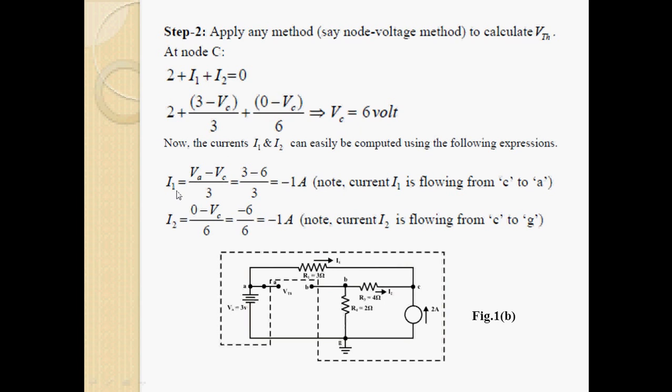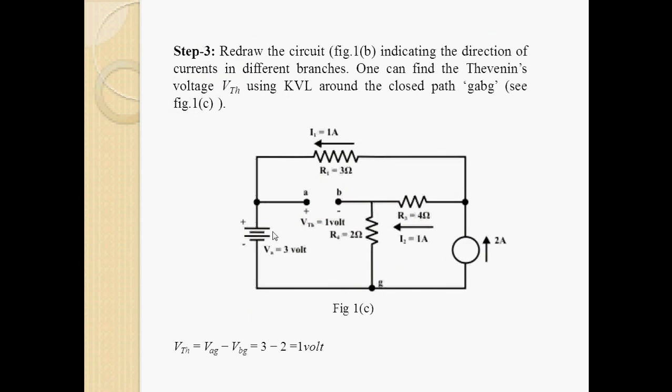So from here you can calculate I1. This potential minus this potential divided by this resistance. You know this VC, and you know this VA, that is 3 volt. Now you can calculate the currents I1 and I2. Once you know the values of I1 and I2, you can calculate VAB using this equation. VAB means VAG minus VBG. So with respect to ground this voltage, and with respect to ground this voltage, this voltage is the difference of these two voltages.